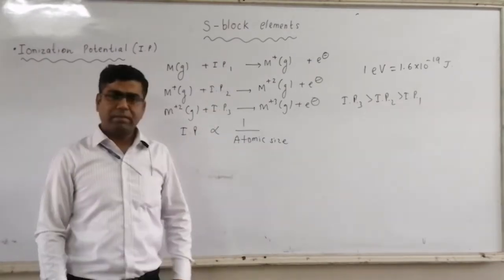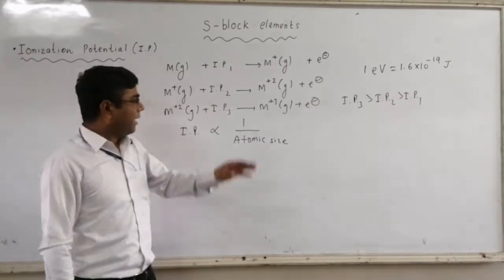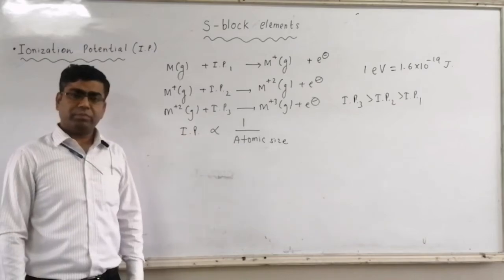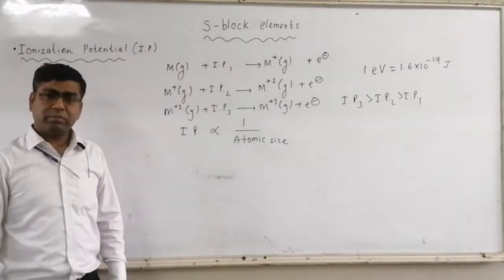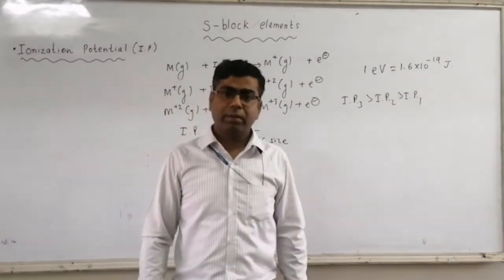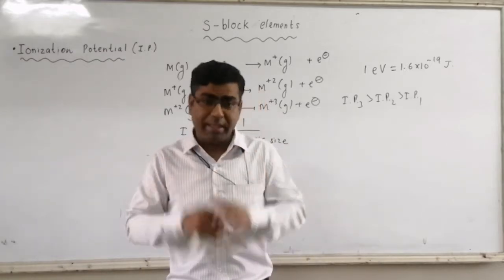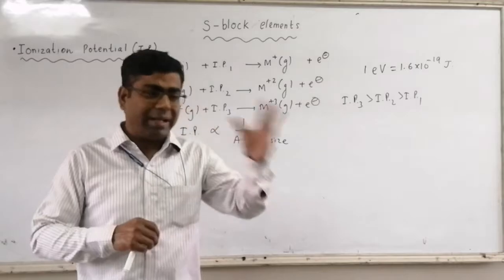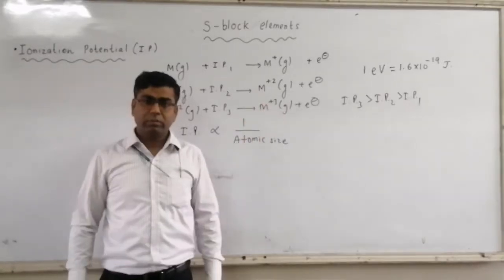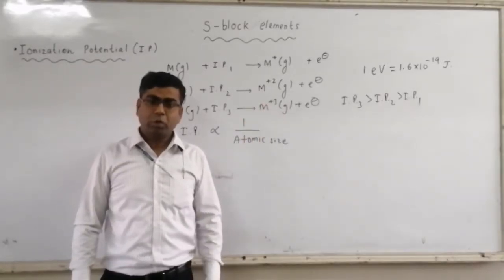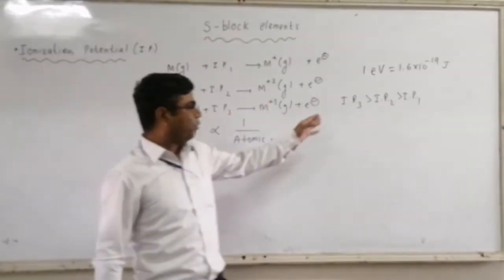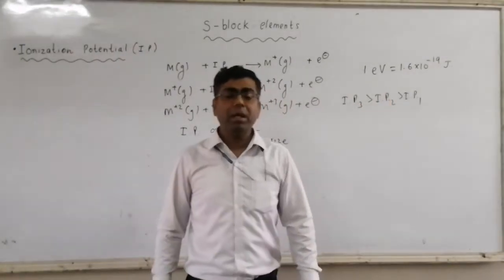Why value of IP1 is less? Reason is very simple. Because here electron is removed from electrically neutral atom. But when it is converted to M plus ion, positive charge is there. So removing electron from a positively charged species is not easy. There will be more force of attraction over the valence electron. And when it gets converted to M plus 2 ion, force of attraction will be more. So removal becomes difficult from here. So in general it is written IP3 is more than IP2 is more than IP1.